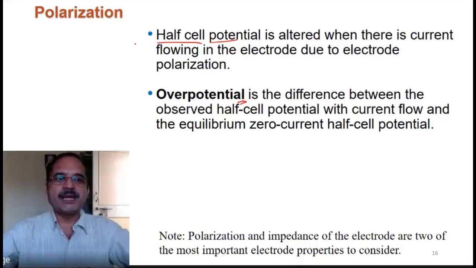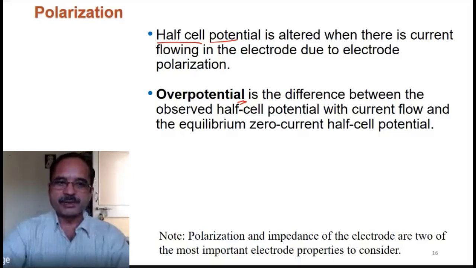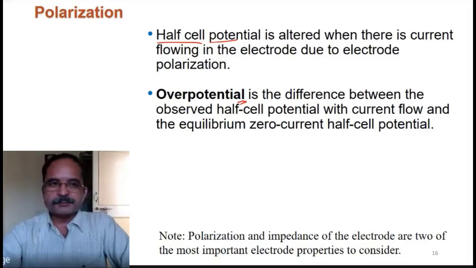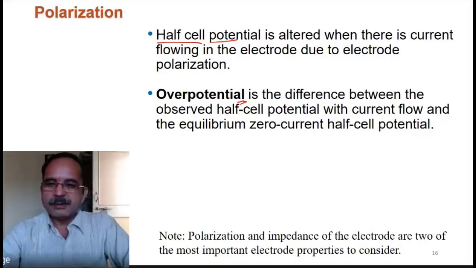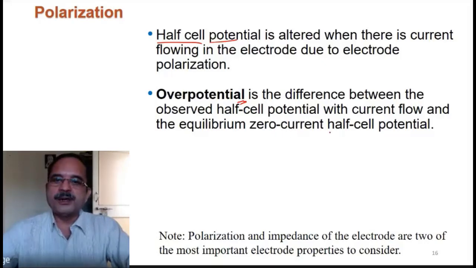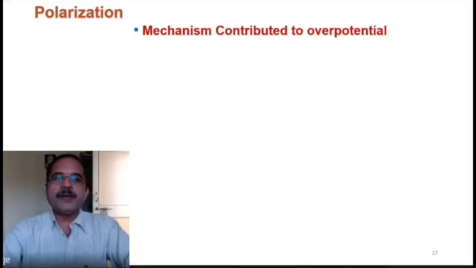Now the effect of this is just like the charging and discharging of a capacitor. As the capacitor keeps on charging, the charging current reduces. The similar thing happens in the case of electrodes. Because of this polarization, there is a reduction in the current. So over potential is the difference between the observed half cell potential with current flow and the equilibrium zero current half cell potential. It is one of the important factors.